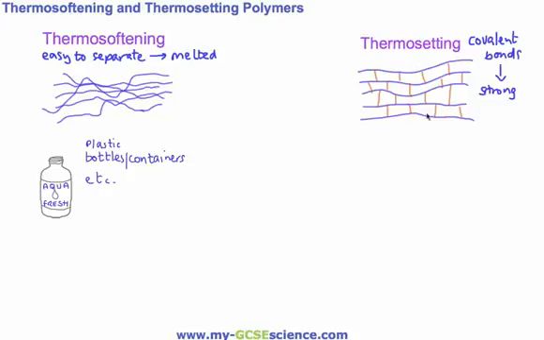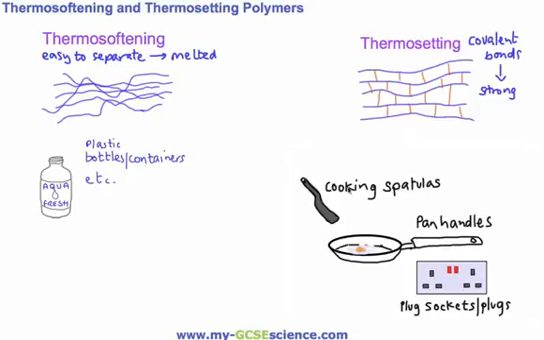Okay, so what kinds of things are these used for? We have cooking spatulas. You can imagine you don't want your spatula to melt while you're frying your eggs, so that's made of thermosetting polymers. We have pan handles, which we don't want to melt if they get hot, and plug sockets and plugs, things like that, are made of these thermosetting polymers. Thermosetting polymers cannot be melted and remolded, whereas thermosoftening ones can be melted and can be remolded. And that means, again, for recycling, that's really good.